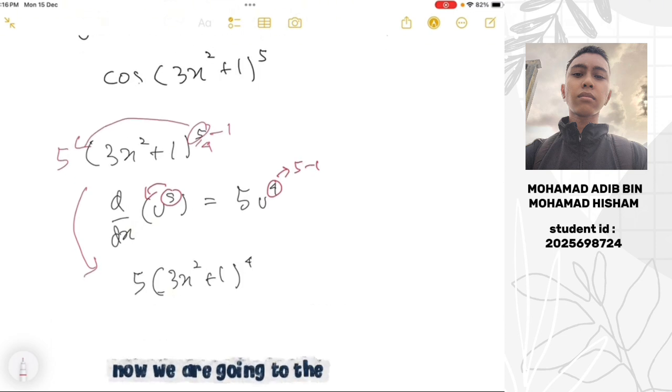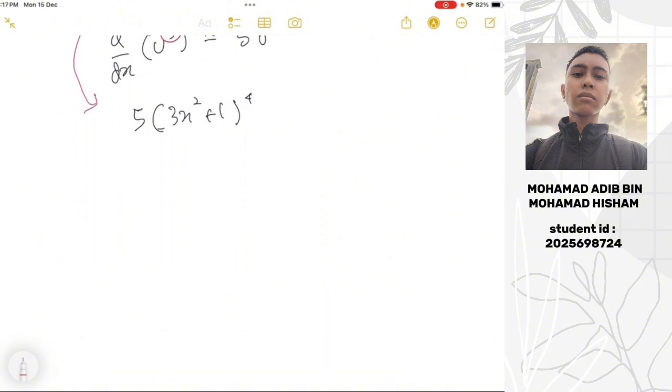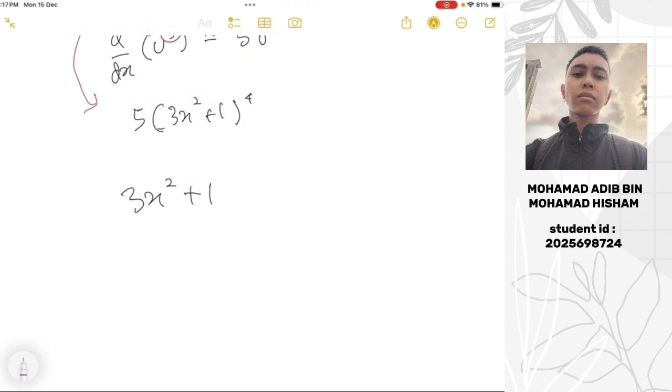Now we're going to step 5. Now we differentiate the inner layer. For the inner layer, we have 3x^2 + 1. The derivative of 3x^2 is 6x and the derivative of 1 is 0. Let me show you. The 2 comes to the front, so it will be 6x, and the 1 is a constant, so its derivative is 0. So we don't need to show it. The result is 6x. Okay, that's for step 5.